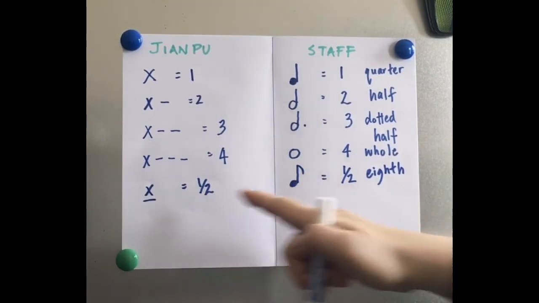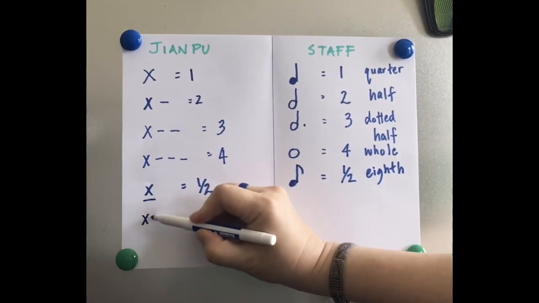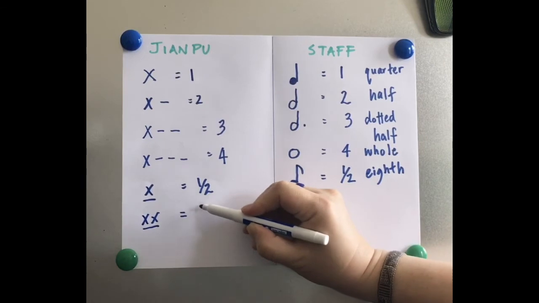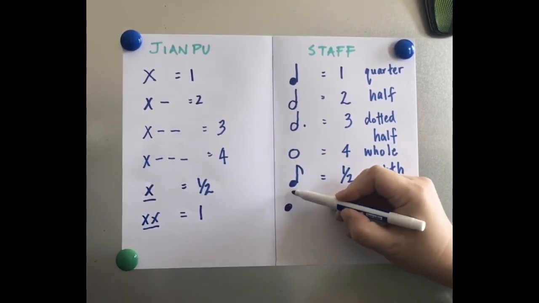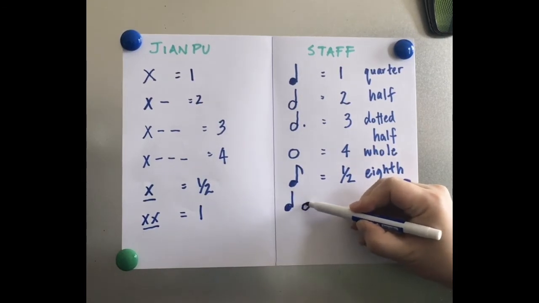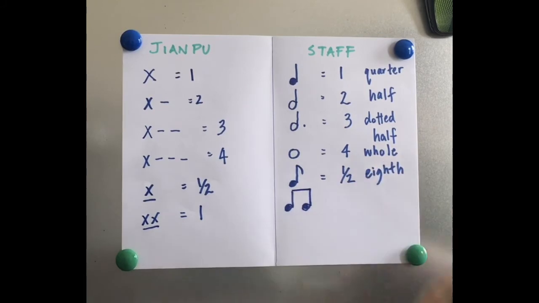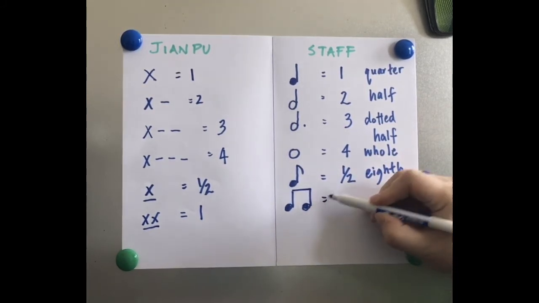So when we have 2 of these, it would be written like this, and then that would be equal to 1 beat again. So in the staff notation, we have 2 8th notes together, and they can actually be written like this. So there's a beam on top, so it's connected, and this is also equal to 1.